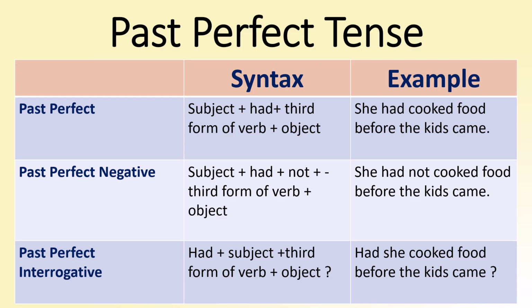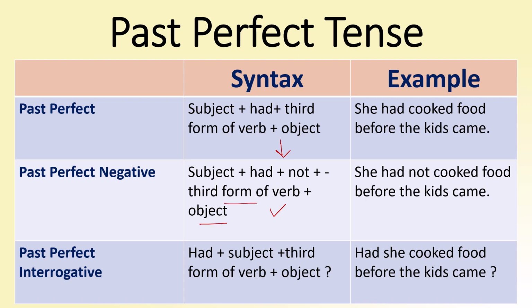Now let's see the syntax of the past perfect negative and the past perfect interrogative. In the past perfect negative: subject, had, and then not. Okay, just by adding not in the past perfect syntax, we have converted the sentence into the past perfect negative. Subject, had, not, then the third form of the verb, and then the object.